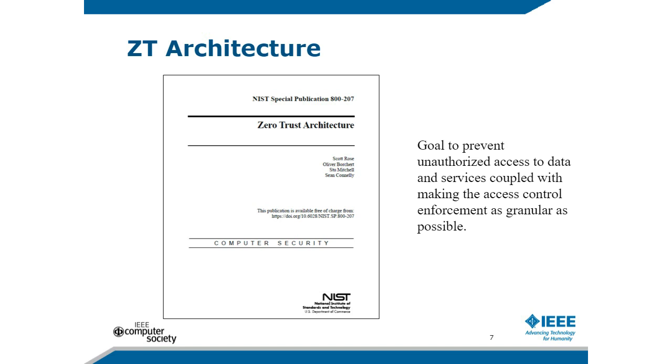This document was one of the first that really laid out the concepts and ideas in a pretty holistic manner, so you can get a sense of what you're taking on if you move in this direction. Again, the goal stated in the zero trust architecture from NIST is to prevent unauthorized access to data and services, and to make this access control enforcement very granular. What do I mean by granular? It could be down to the point where it's personal, it's you, and you are able to access only these four systems, and maybe only on certain days of the week or month during certain hours.